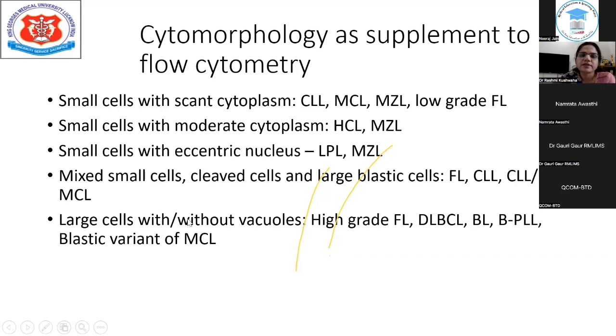These large cells may or may not have vacuoles. These large cells are characteristic of diffuse large B-cell lymphoma. And even DLBCL cells can have vacuoles. Other than diffuse large B-cell lymphoma, Burkitt's lymphoma cells can have vacuoles. So cytomorphology plays a very important role.